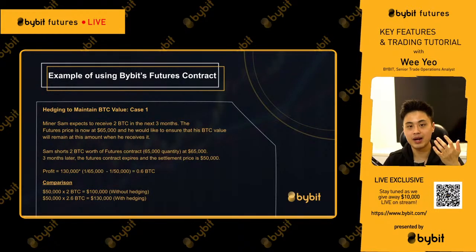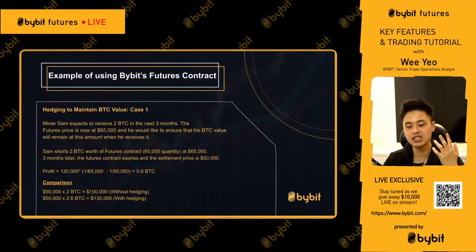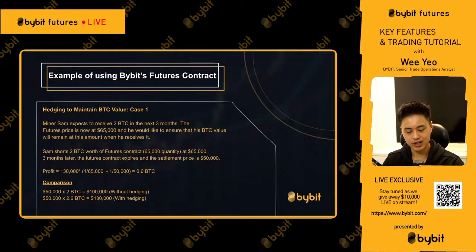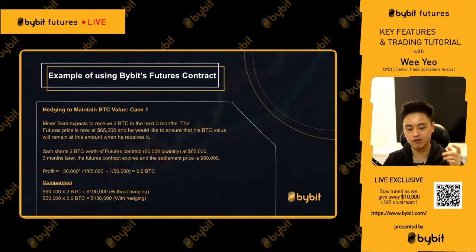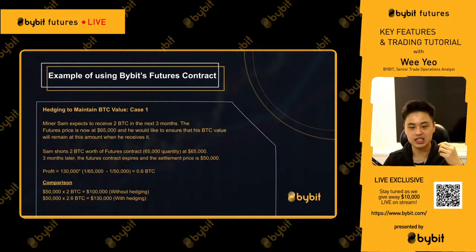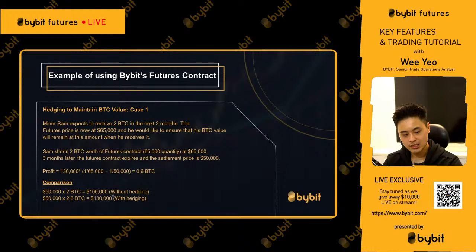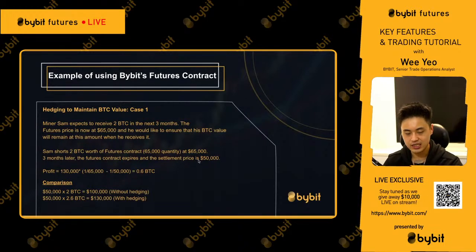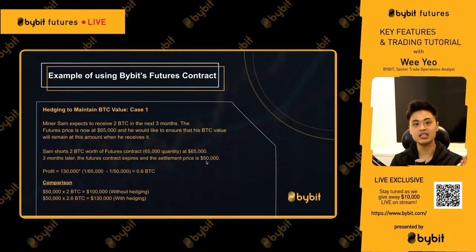So what can Miner Sam do? He needs to short 2 BTC worth of futures contract. Of course he needs to have an additional 2 BTC, and this amount will be 65,000 quantity for 1 BTC. The price he is making an entry at is 65,000, as mentioned at the top. 3 months later, the futures contract expires and the settlement price is 50,000. So you can see that 3 months later, the BTC price indeed decreases.